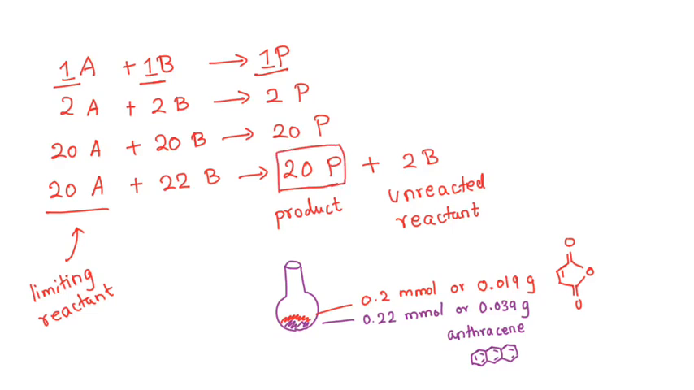Now, we don't usually talk in terms of molecules in chemistry. We talk in terms of moles. What is a mole? A mole is nothing but a number of molecules, 6.023 times 10 to the power 23 molecules. So let me change this a little bit.